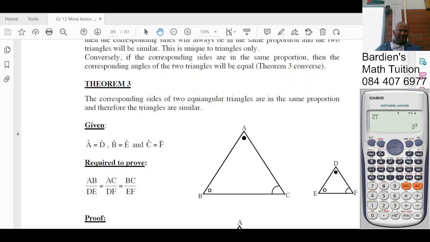Theorem 3. So write that down. Theorem 3 on page 216. The corresponding sides of two equiangular triangles are in the same proportion, and therefore the triangles are similar. Okay?